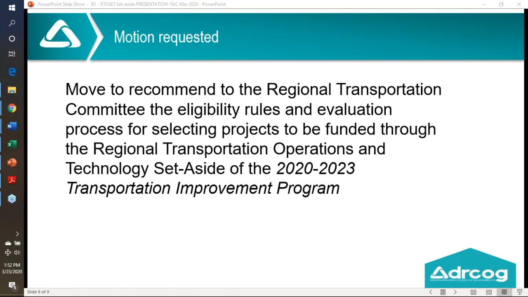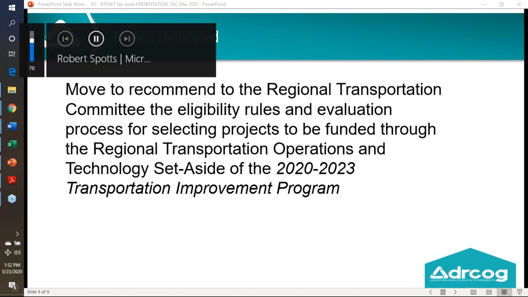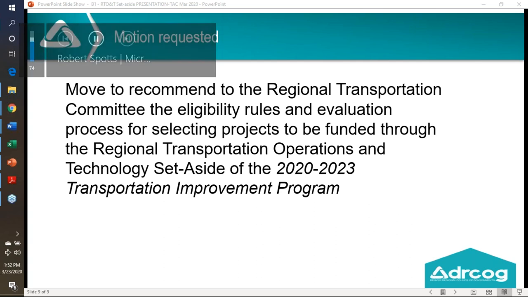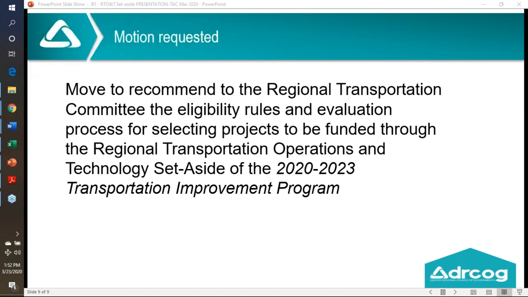Okay. There are three questions in here, so I'll go with the first one. Could the RTO and T funding be used to fund tolling equipment for arterial BRT / managed lanes? And that came in from Alex Hyde Wright in Boulder. What was the first couple of words you mentioned there, Emily? Could it be used to fund tolling equipment for arterial BRT / managed lanes?